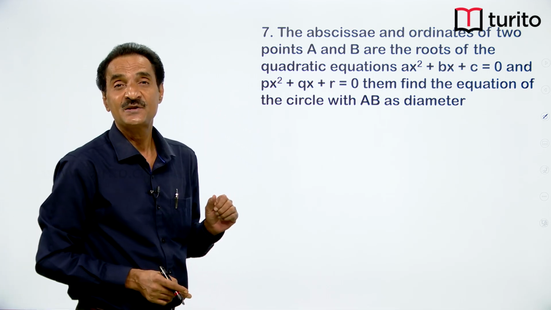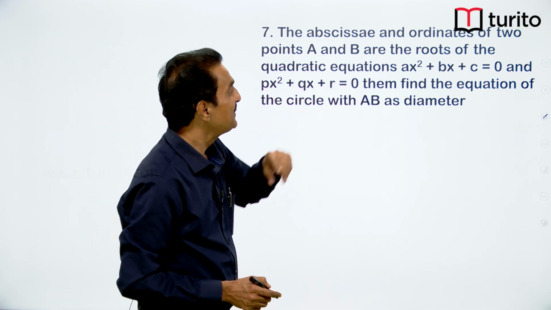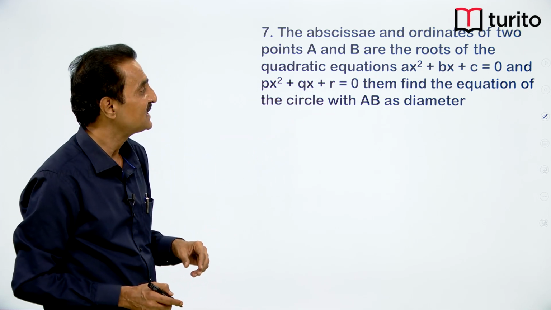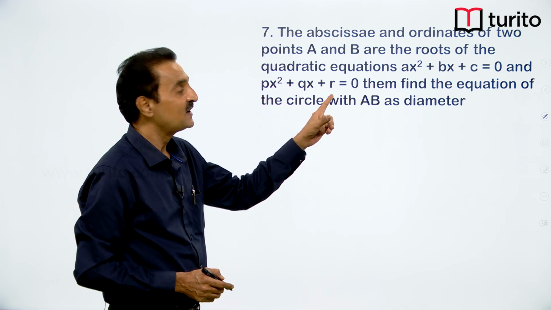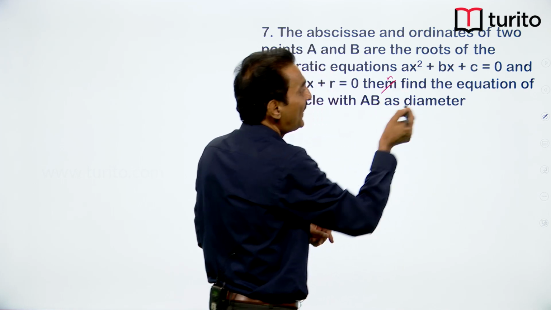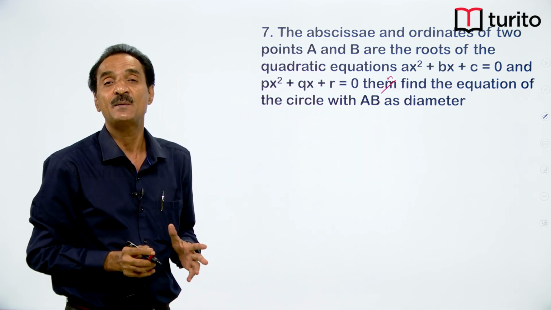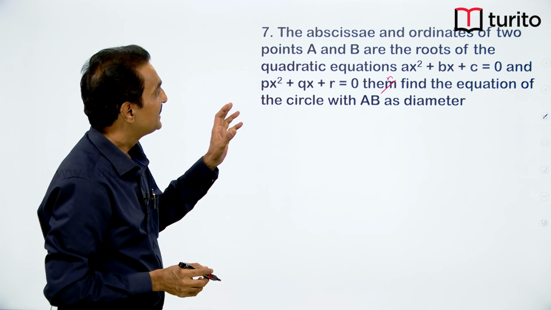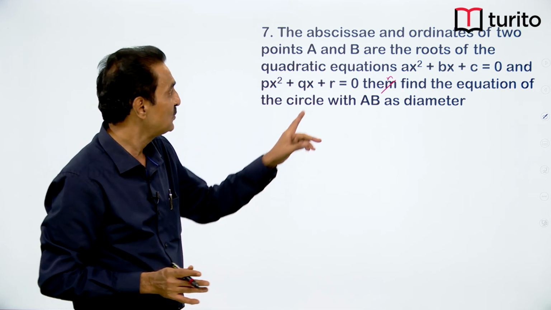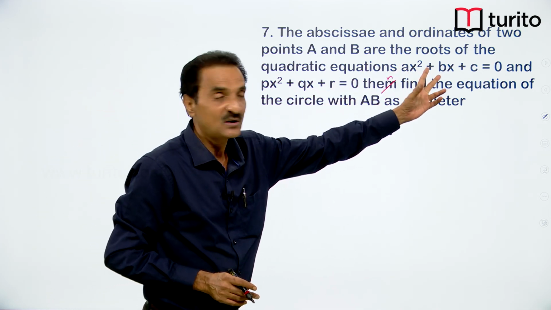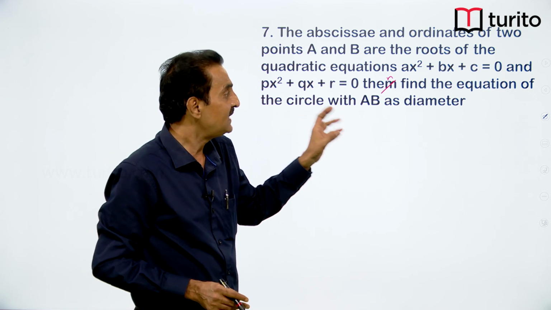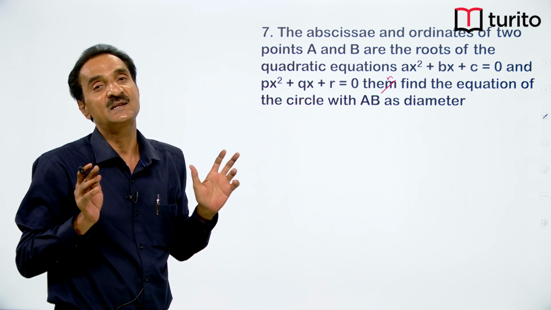The abscissa and ordinates of 2 points A and B are the roots of the quadratic equations ax square plus bx plus c is equal to 0 and px square plus qx plus r is equal to 0, then find the equation of the circle with AB as diameter. What is given? The abscissa and ordinates of the points A and B are the roots of these two equations. So, abscissa are the roots of the first equation and ordinates are the roots of the second equation. Then find the equation of the circle with AB as diameter.